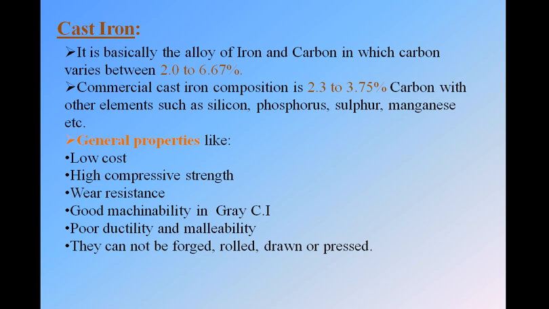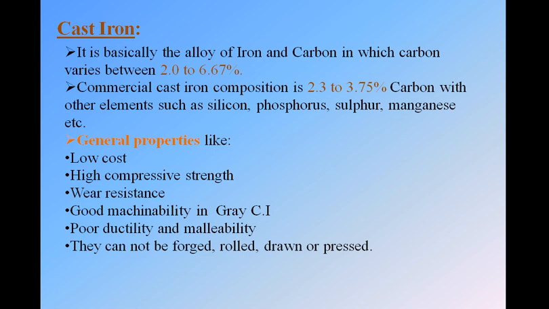Then good machinability in grey cast iron. Grey cast iron is somewhat softer among all four cast irons. Simply in nature we find only two cast irons, grey cast iron and white cast iron. Grey cast iron has a grey color, white cast iron has its own white color. But in that also, grey cast iron is somewhat softer than white cast iron. So it has some machinability.